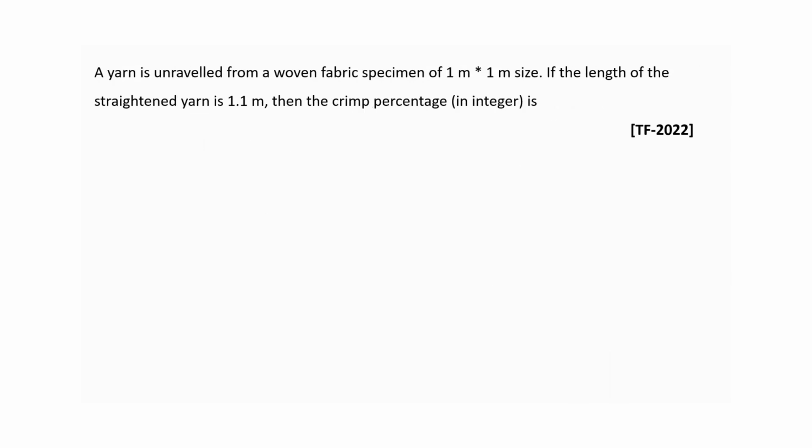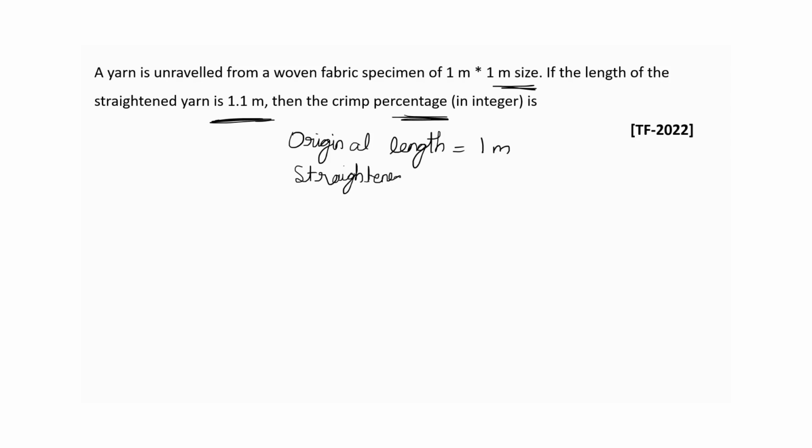A yarn is unraveled from a woven fabric specimen of 1 meter cross 1 meter size. If the length of the straightened yarn is 1.1 meter, then the crimp percent in the integer is. Then the original length is 1 meter and the straightened length is 1.1 meter.